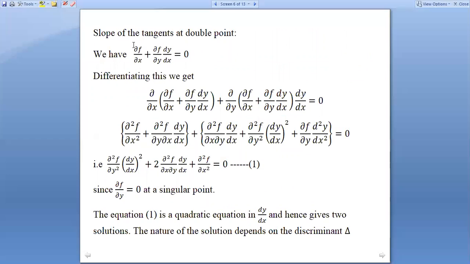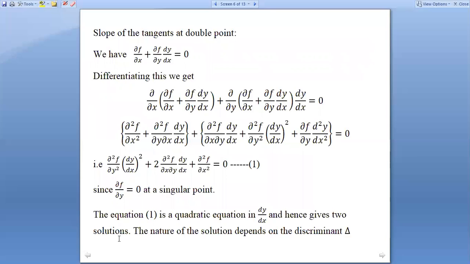So to find the slope of the tangent at the double point, we already have that dou f by dou x plus dou f by dou y dy by dx is equal to 0. Differentiating this, we get dou by dou x of this plus dou by dou y of this into dy by dx. As we did the same way, you differentiate this again. After differentiating, you will get it in this form. So this will be, you will get dou f by dou y is equal to 0 at a singular point. Now equation 1 is a quadratic equation in dy by dx and hence gives two solutions.